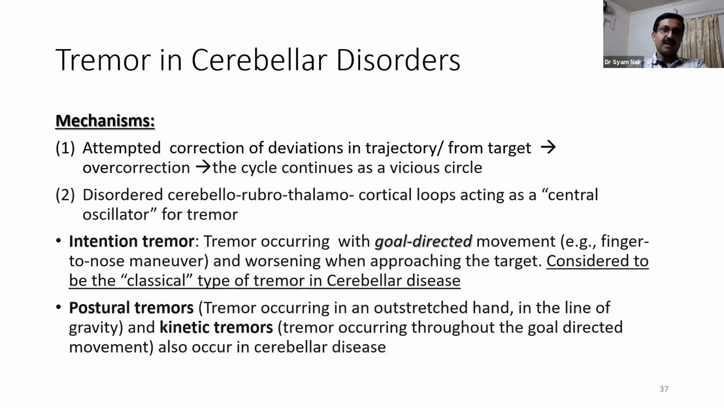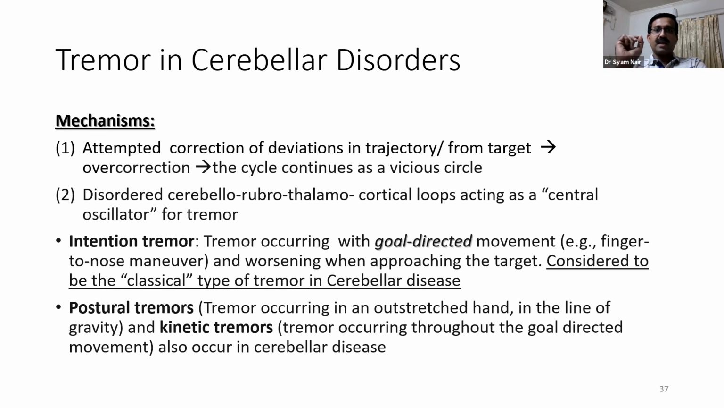Intention tremors are considered to be the classical type of tremor in cerebellar disease, and they occur with goal-directed movement when the patient is moving towards a target. And these are worse while the patient approaches the target. Other types of tremors can also occur in cerebellar disorders, postural tremors as well as kinetic tremors.